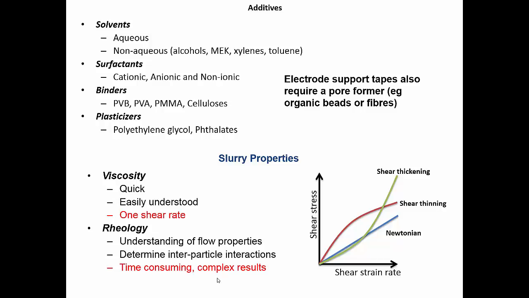The additives, well, there are many additives that we can put into our slurry: solvents, which may be aqueous or non-aqueous. Aqueous in terms of water-based, non-aqueous in terms of things like alcohols and things like toluene. We often add surfactants. Cationic, anionic and non-ionic surfactants are normally added to help with the dispersion of our inorganic powders to create a nice slurry. We often add binders, things like PVB and PVA and PMMA are very common, and also plasticizers, things like polyethylene glycol.